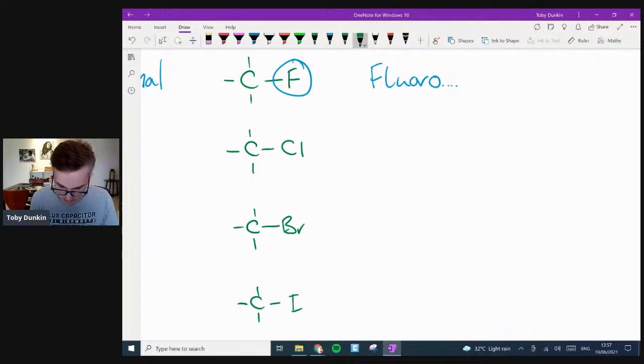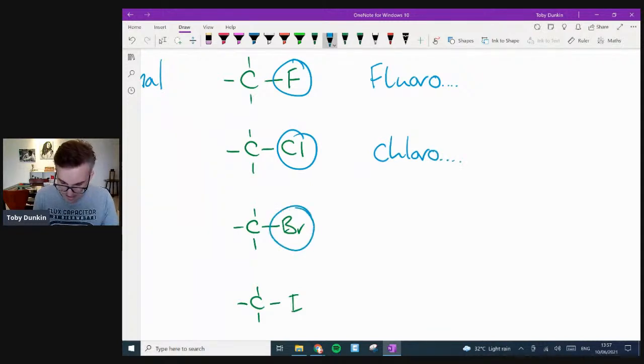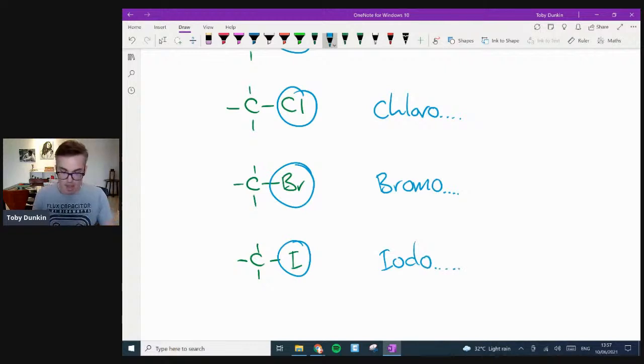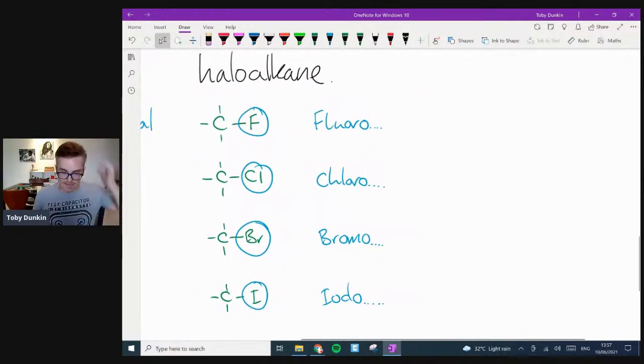The Cl becomes chloro. The bromine becomes bromo, hence the prefix, and iodo. So these are the prefixes for each of the group 7 elements. Somebody's now going to ask me about astatine, and that would be astato, and we just don't ever come across it.